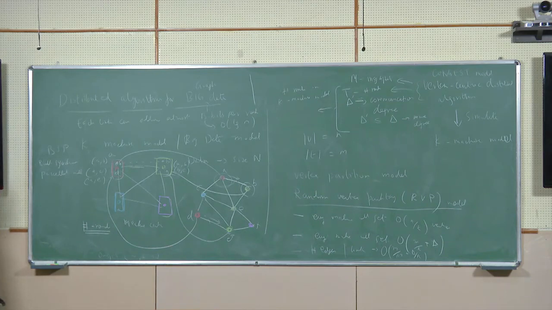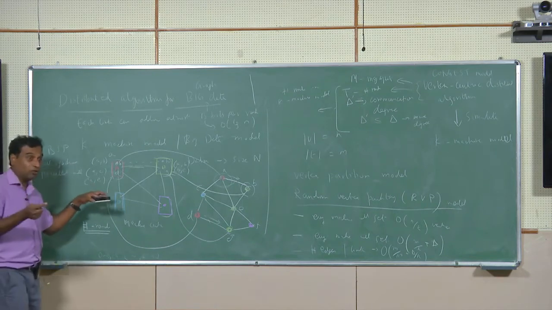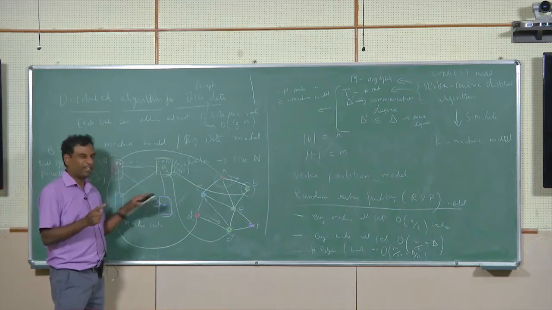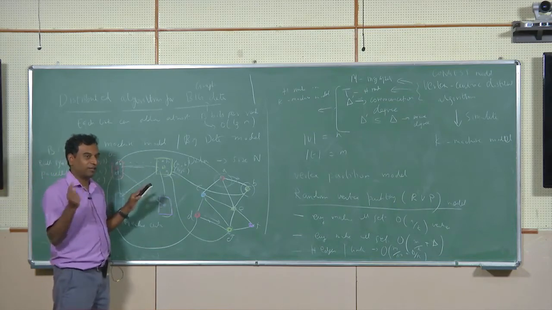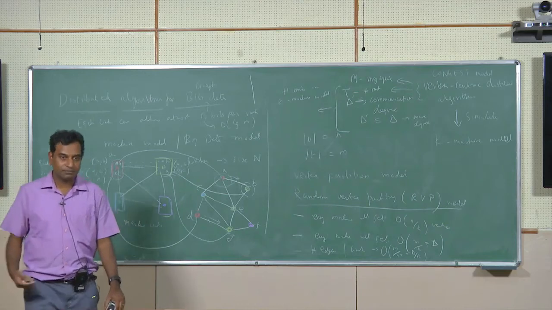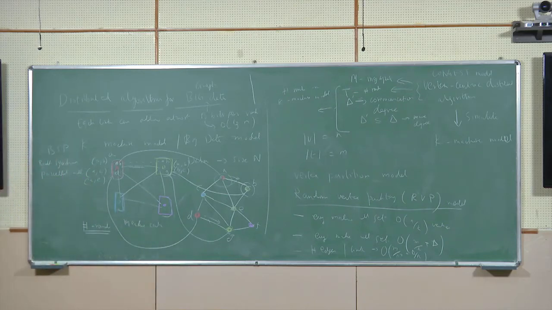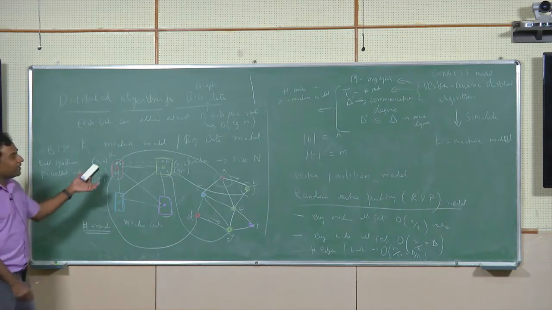Okay. But it's not log of k though. It's log of n, because there are only k machines. It's not log of k, but log of n. Okay. So now it's really a question of understanding that.